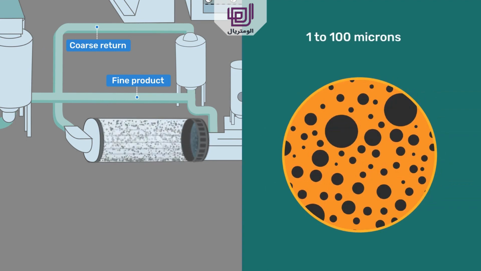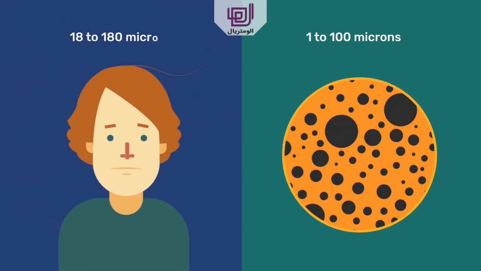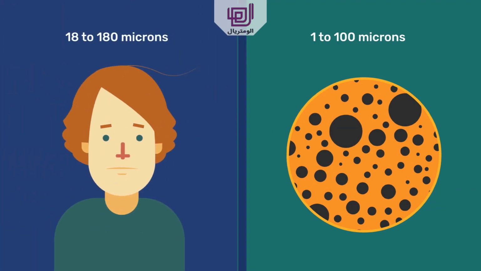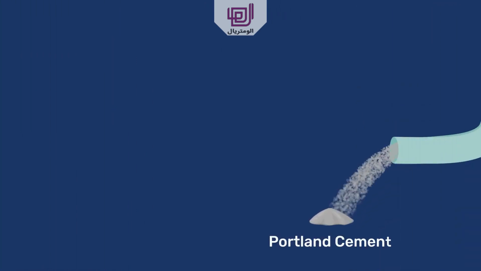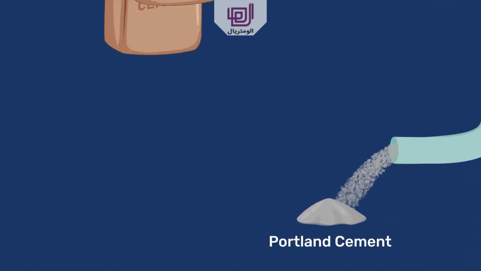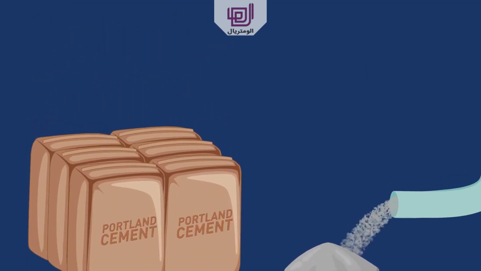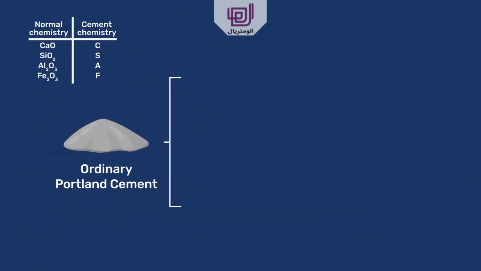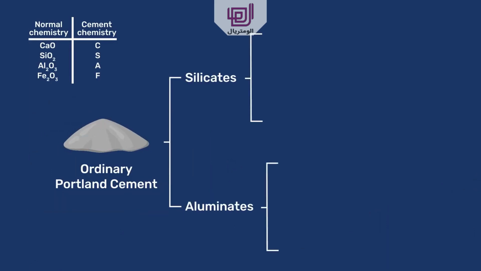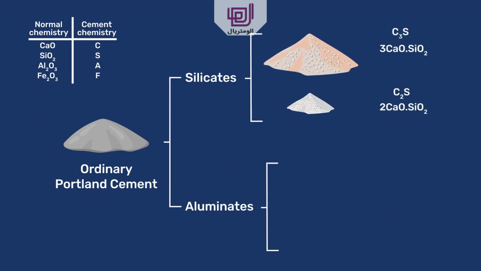For means of comparison, human hair ranges from about 18 to 180 microns. The ground mix of clinker and gypsum is known as Portland cement, often also called ordinary Portland cement. Portland cement contains 4 phases. 2 are silicates and 2 are aluminates. We already mentioned the silicates C3S and C2S, which we saw are also called alite and belite, referring to their impure forms found in industrial cements.